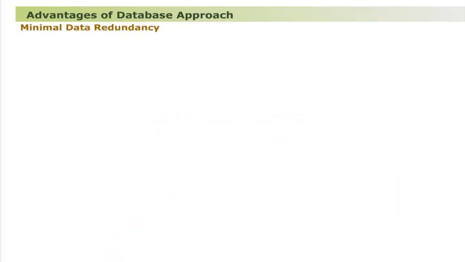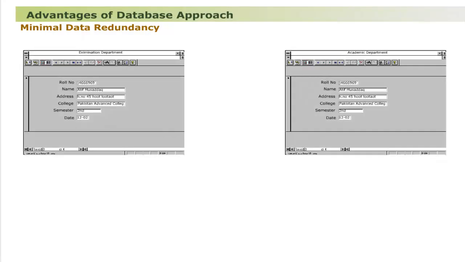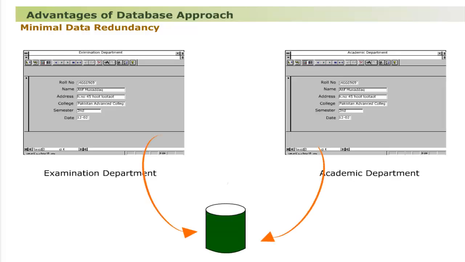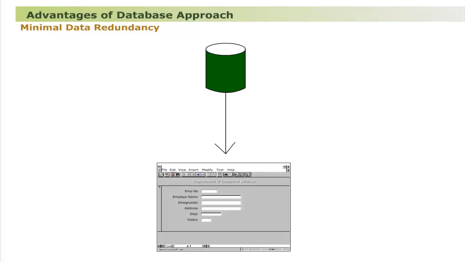Minimal data redundancy. Data redundancy means a data item is stored at multiple locations. For example, a record of a student is stored in the examination department as well as in the academic department he or she is studying in. Dear learners, as you know, a database is a shared resource. Therefore, the student records are stored at a common location and are accessed by the examination department as well as the academic department. Now it becomes clear that adopting the database approach controls the duplication of data.